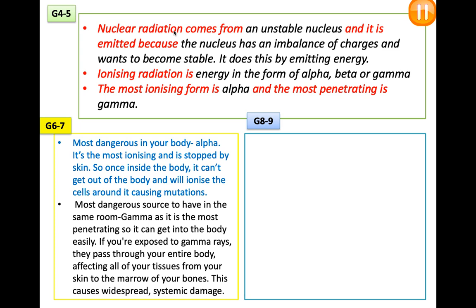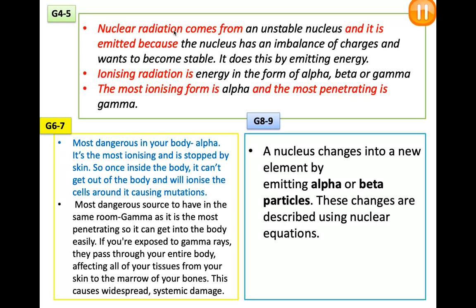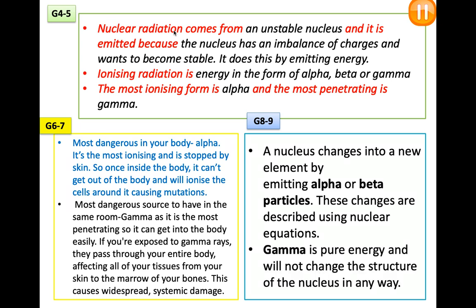And grade 8 to 9, a nucleus changes into a new element by emitting alpha or beta particles. These changes are described using nuclear equations. We'll do more on this next lesson. Gamma is pure energy and will not change the structure of the nucleus in any way because it's a wave. Press pause to mark your answers.